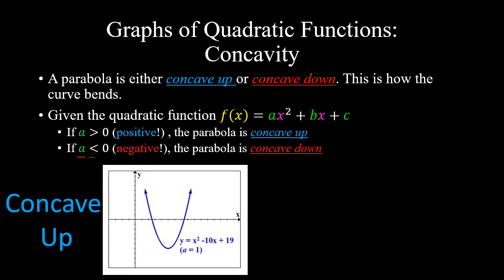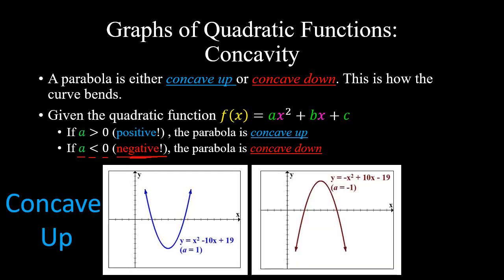So if A is less than 0, meaning if A is negative, the parabola is concave down, and we get that sort of A shape. So if you look over here at this next graph I threw up, it's almost exactly the same as the first one, except it's got a negative 1 for A. So this is the graph of y equals negative x squared plus 10x minus 19. And here all my signs are switched. They're the opposite. And now our graph is concave down.